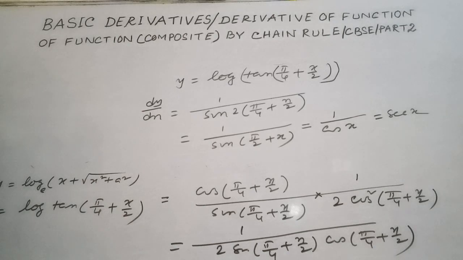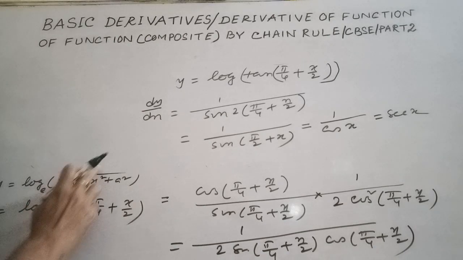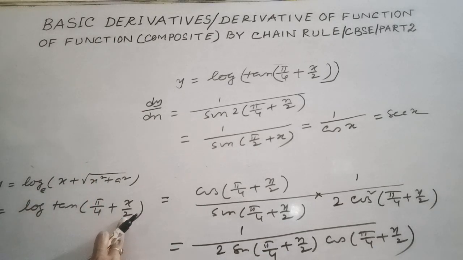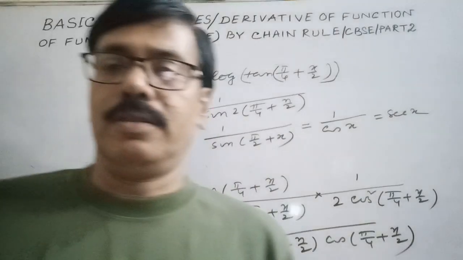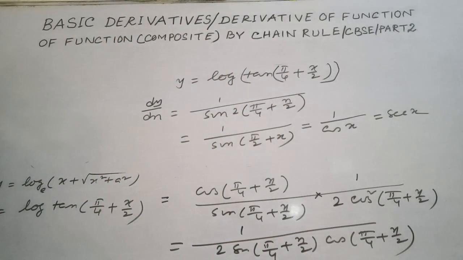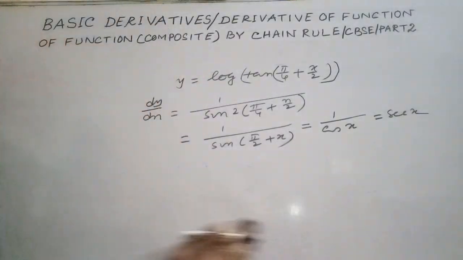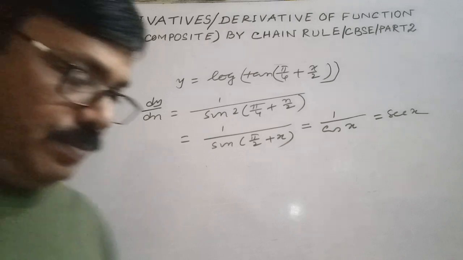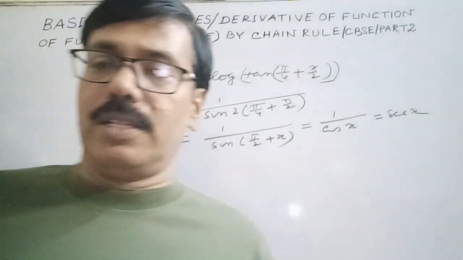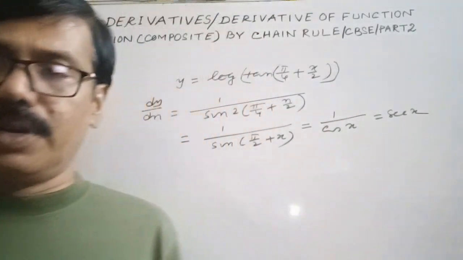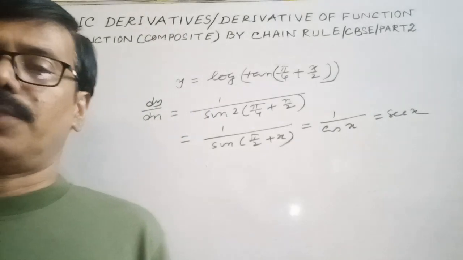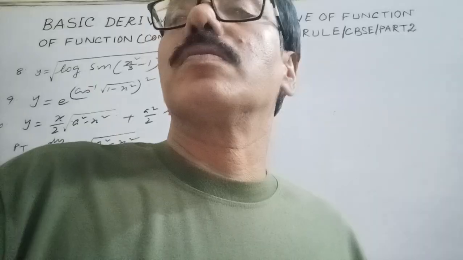So listen again, the main function is log. So 1 by tan pi by 4 plus x by 2, d dx of tan pi by 4 plus x by 2. So the derivative of tan pi by 4 plus x by 2 is sec square of pi by 4 plus x by 2 into half. Then simplifying, you get the simplest result. What is the simplest result? Sec x. So identify the function, perform the derivative, then the derivative of the argument.